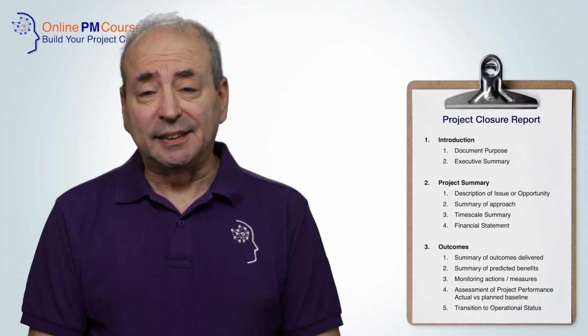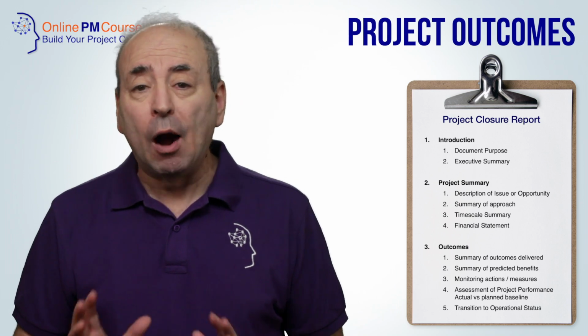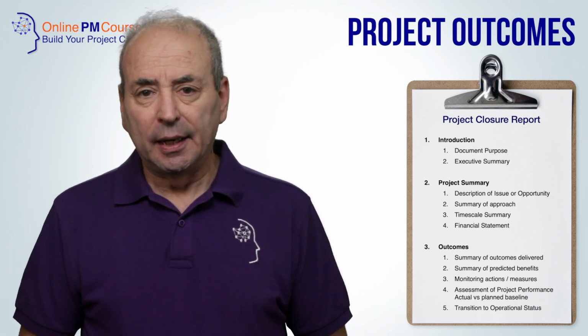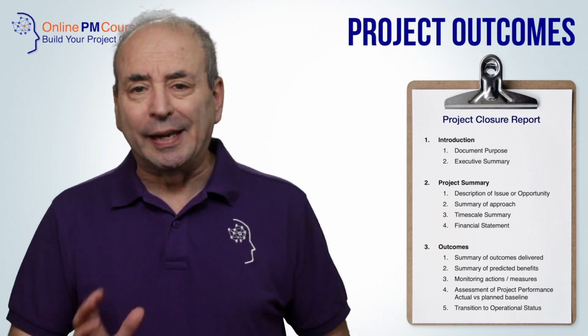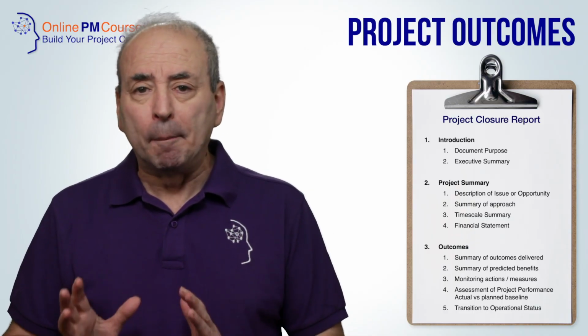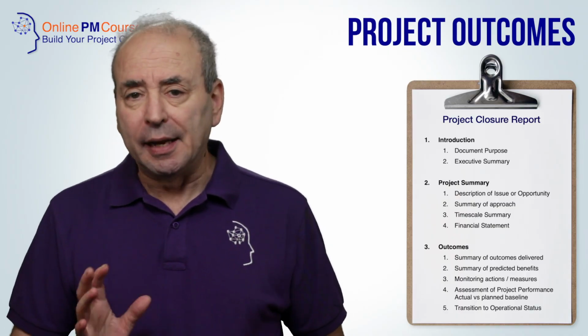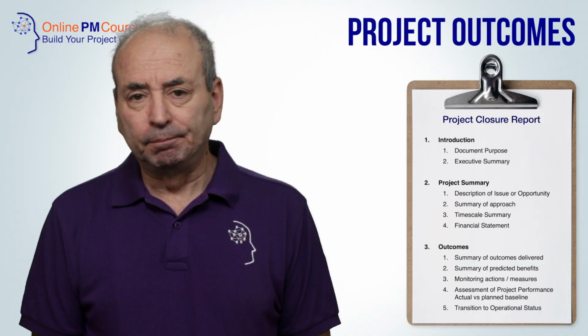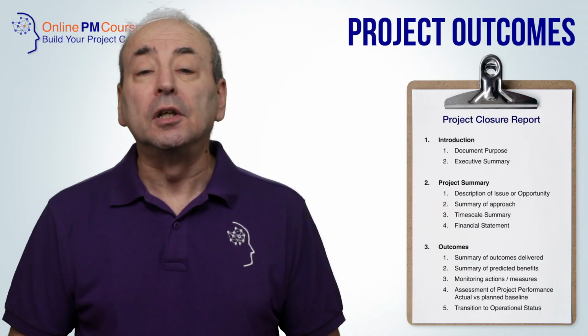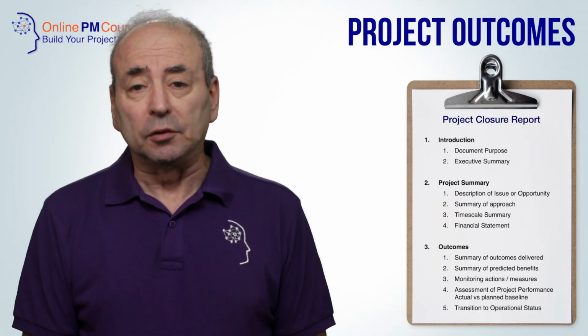Chapter 3 sets out your project outcomes. Here, you'll summarise the outcomes that your project has delivered and the predicted benefits that you'll get from them. This might include the original project benefits predictions and your updated benefits predictions now that you've achieved the outcomes. You'll look at the measures you've used to monitor your project and the actions you've taken as a result.